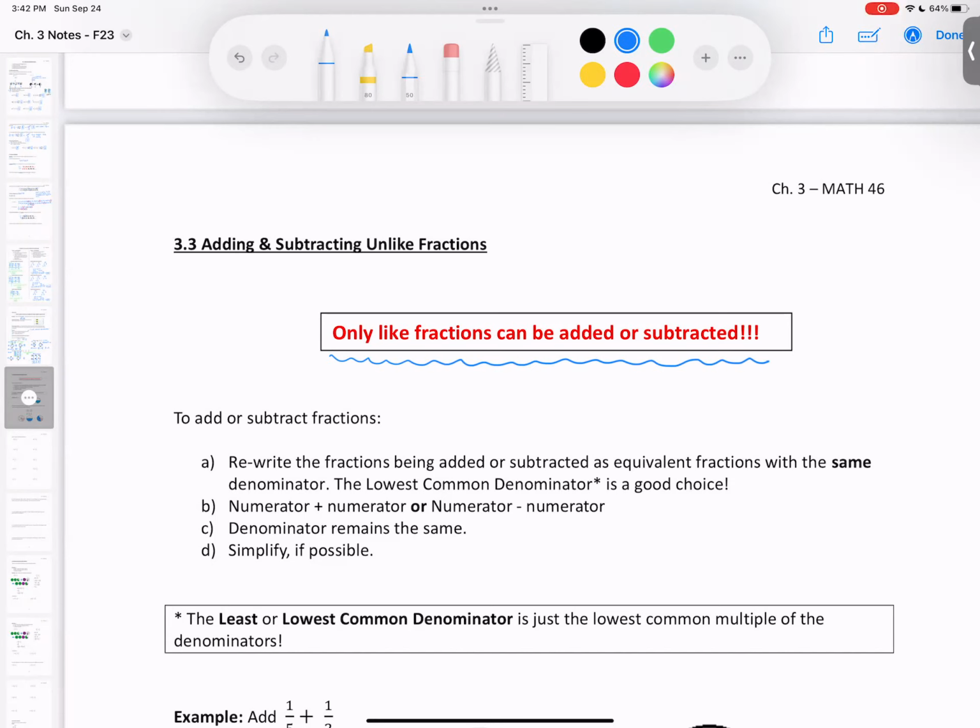Well, we make them into like fractions. So if you want to add or subtract fractions, first, you're going to rewrite the fractions being added or subtracted as equivalent fractions, just like we did at the end of 3.2 when we were comparing fractions. So we're going to write them with the same denominator. You can use any common multiple of the denominators, but the lowest common multiple or lowest common denominator, same thing, is a good choice. Then you're going to do the same thing you did for like fractions: numerator plus numerator or numerator minus numerator, depending on what the question asked. Denominator always remains the same. And then finally, you want to simplify if you can.